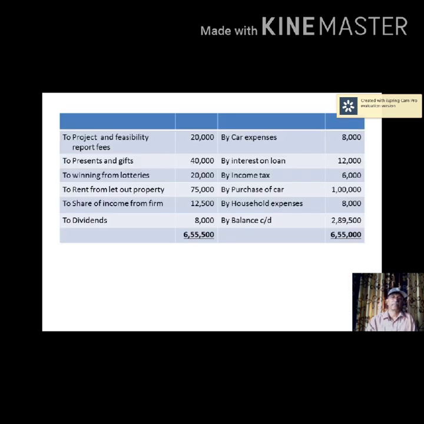Okay, you see purchase of car. The amount is 1 lakh rupees. Okay, you cannot take this as professional expense. That is not an admissible expense. But then depreciation on this is allowed. Okay, what is the rate of depreciation?